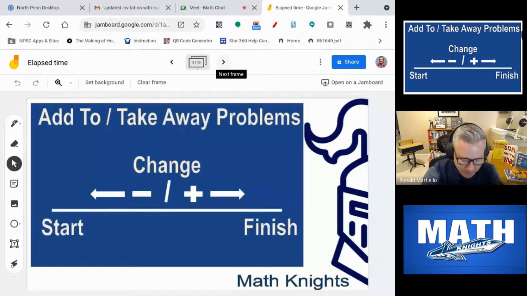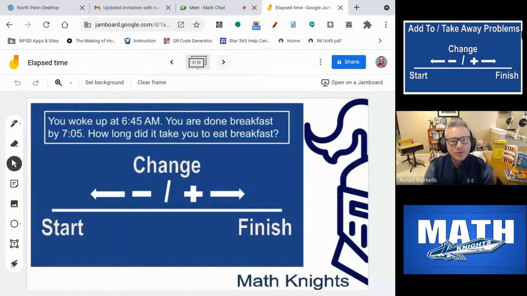Let's get started. Our first problem, we have a situation where you woke up at 6:45 a.m. You are done with breakfast by 7:05. How long did it take you to eat breakfast? When we present this to our students and we're looking at the approach and trying to find an entry point into the problem, we don't want to go right to our procedure. We want students to understand what they are solving for. What's the unknown? The unknown could be the start number. It could be the change number, or it could be the finish.